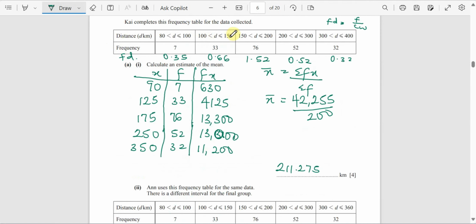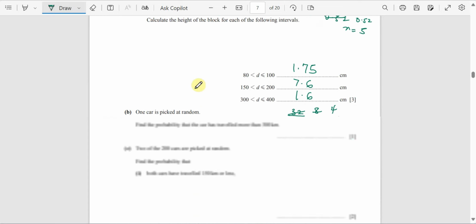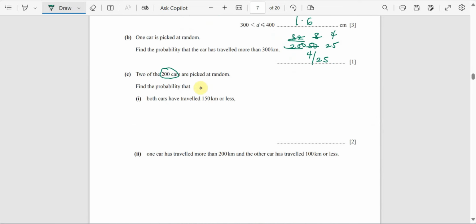So 150 kilometers or less, that's 33 plus 7, that's 40. So we have 40 over 200 times 39 over 199. I know you might be saying that we're not told there's replacement or without replacement, but you need to know that when you pick a car, definitely the number of cars would reduce. So either you're told that it is with replacement or not.